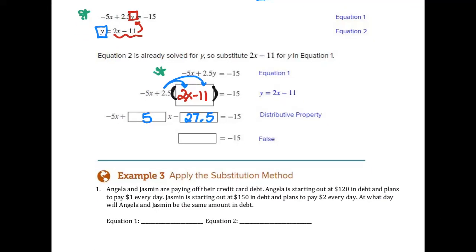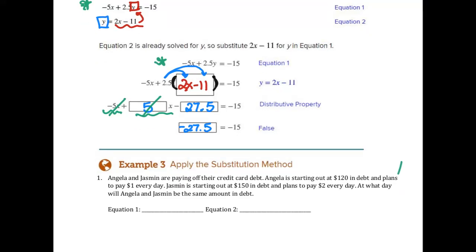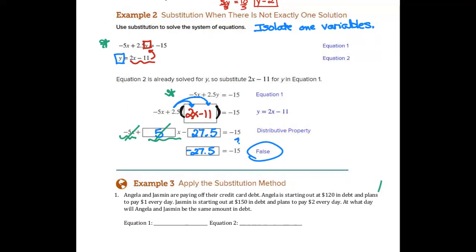Okay, so this is just like the problem we just did. We have negative 5x and we have positive 5x. Those are like terms, and we would add them together, they would zero out. And so we are left with negative 27.5 is equal to negative 15. And you're like, what? That is false. And because that is false, what is my answer, my final answer? No solution.